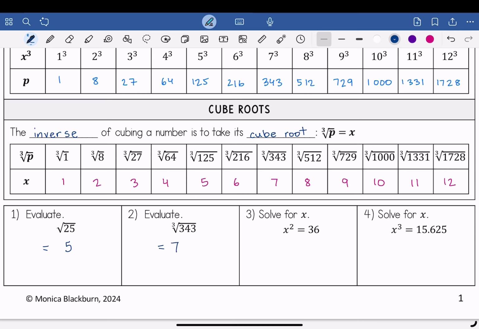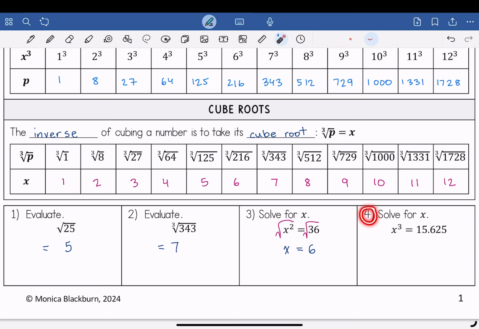Questions 3 and 4 are a bit different because they're asking you to solve for x, given that x to the power of 2 is equal to 36. So we need to undo a squared number here. The inverse operation of squaring a number is to take the square root. So if I take the square root of 36 and the square root of x to the power of 2, whatever you do on one side, you do on the other side. We know that the square root of 36 is 6. Therefore, x is equal to 6.